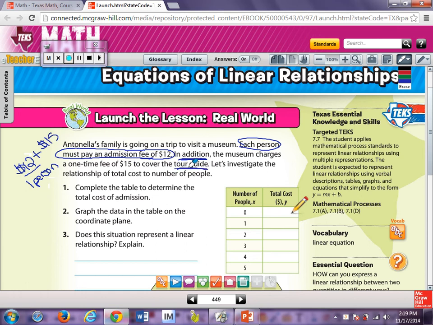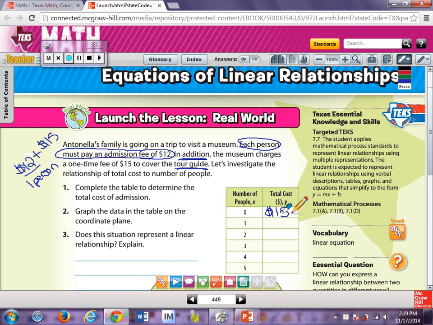Now, I'm going to go ahead and rewrite this in a moment, but let's just go on to the first question that's being asked. In step 1, we are asked to complete the table to determine the total cost of admission. So, if 0 people go, what's the cost? Well, normally you might think if nobody goes, there's no cost, but it does cost something to the museum. If we charge $12 per person and 0 people go, as we have right here in our chart, that would be $12 times 0. Well, that's $0. But we still are charged $15, or the museum spends $15, just to have the tour guide ready and available in case someone does show up.